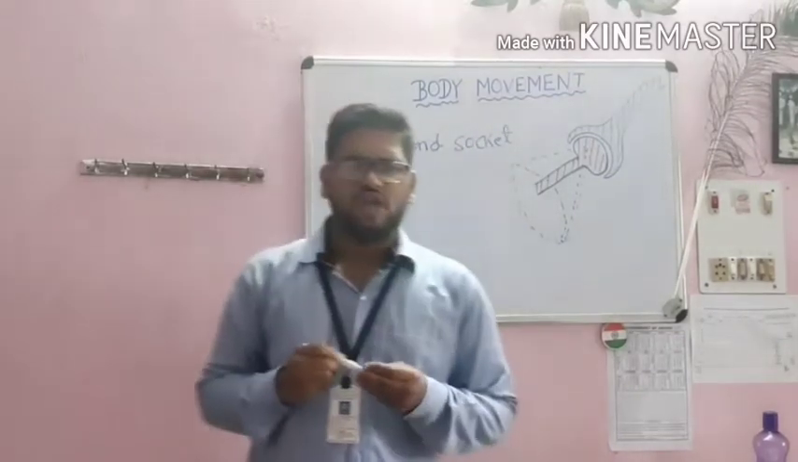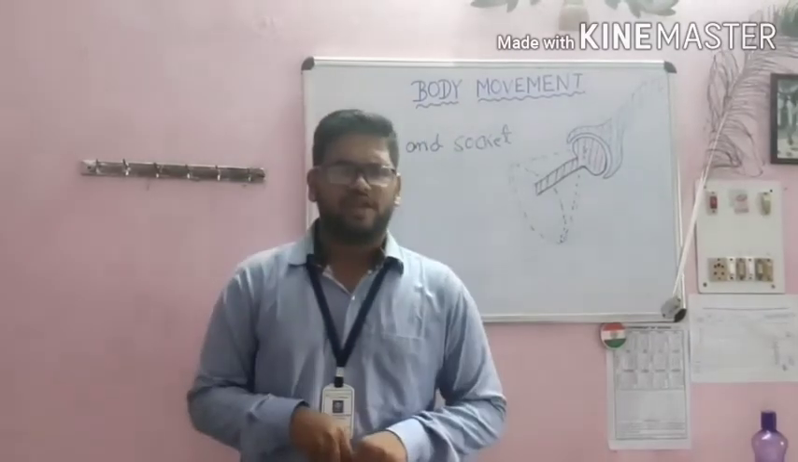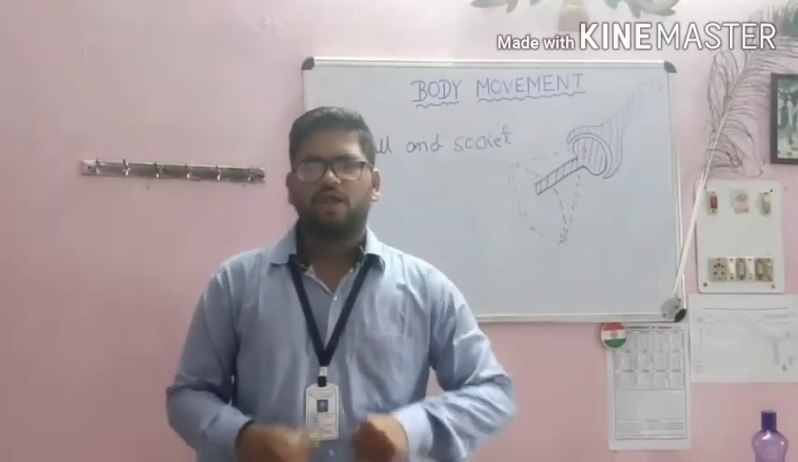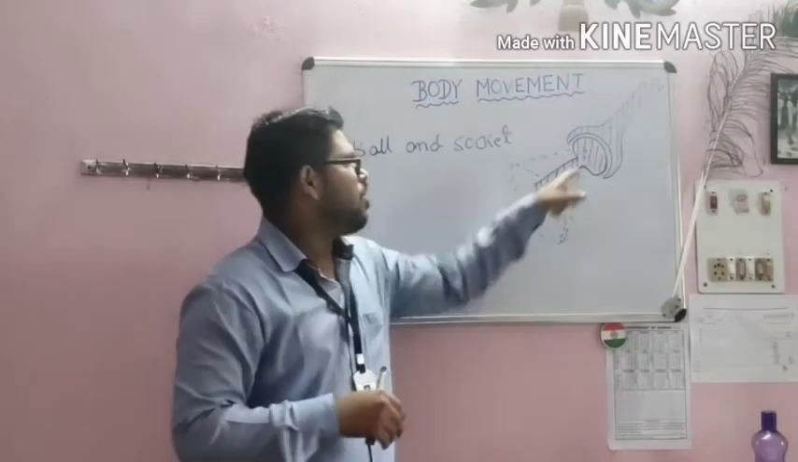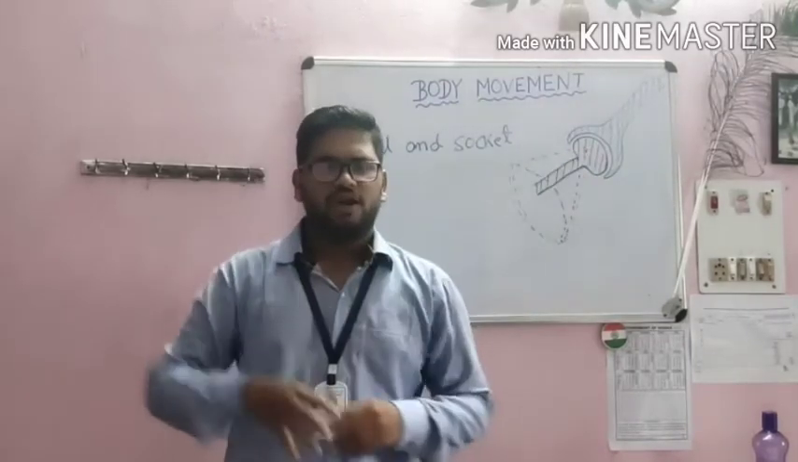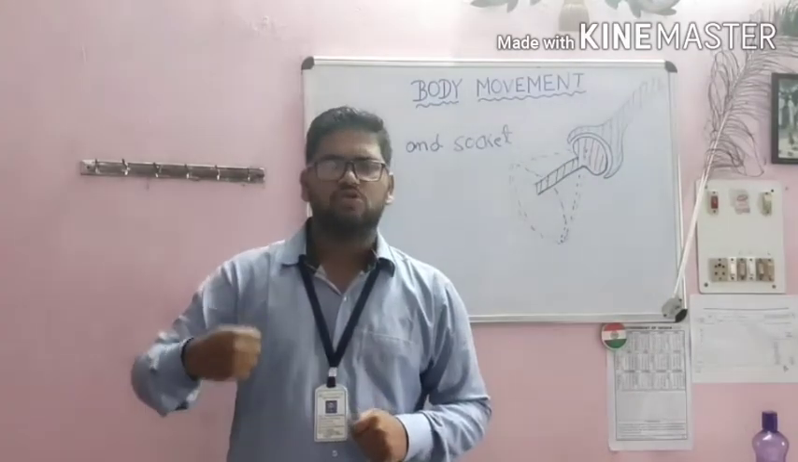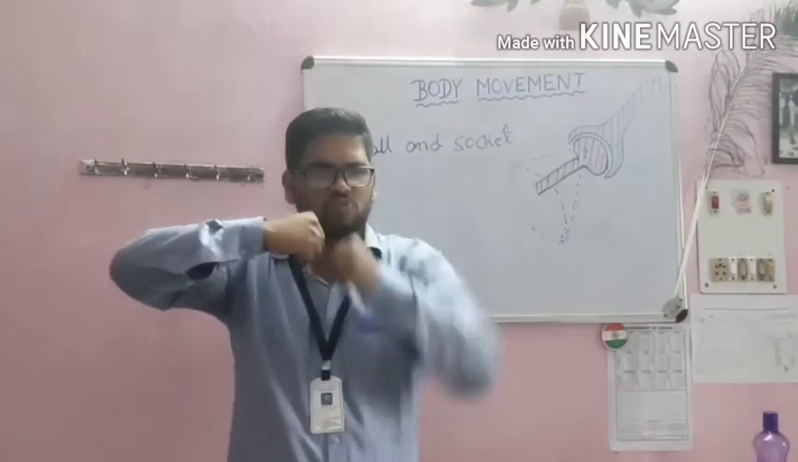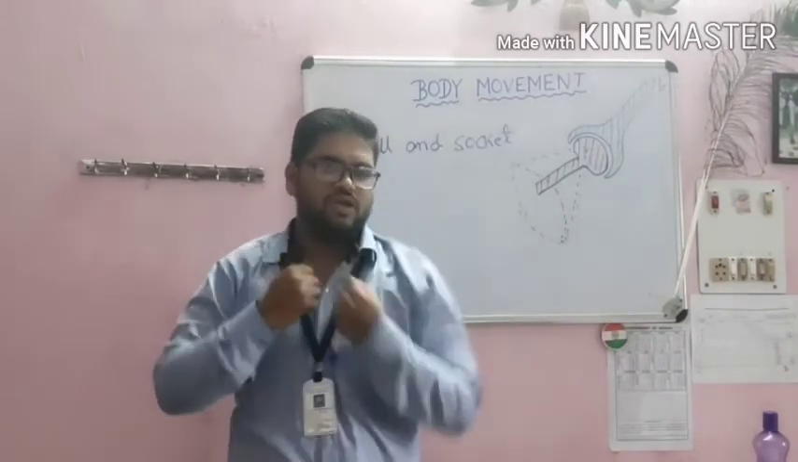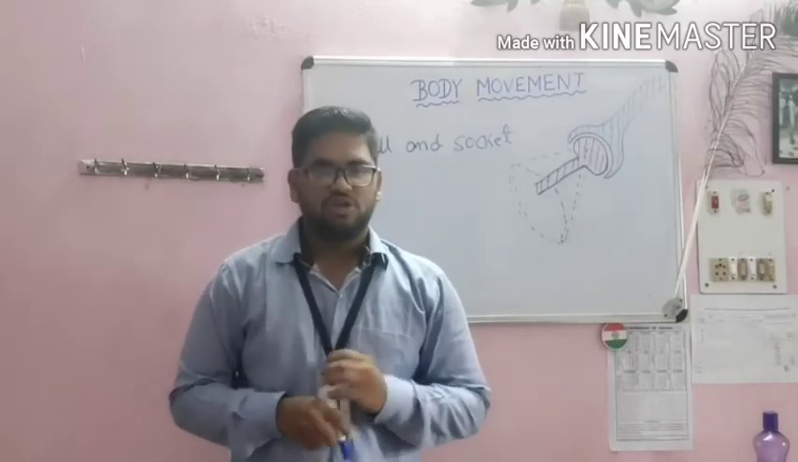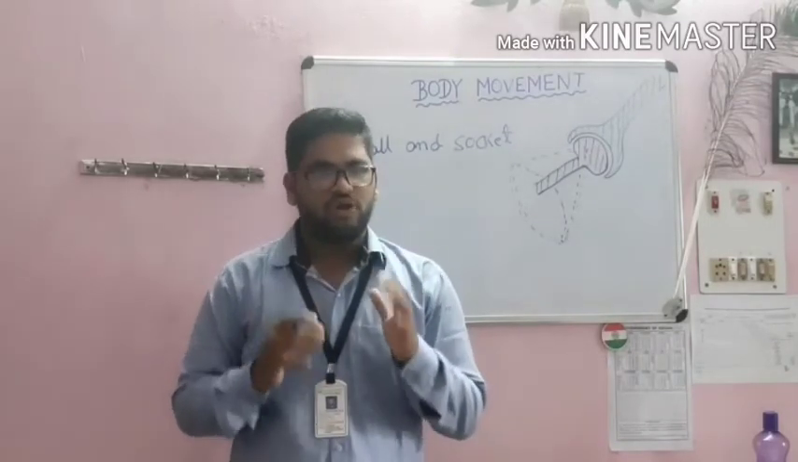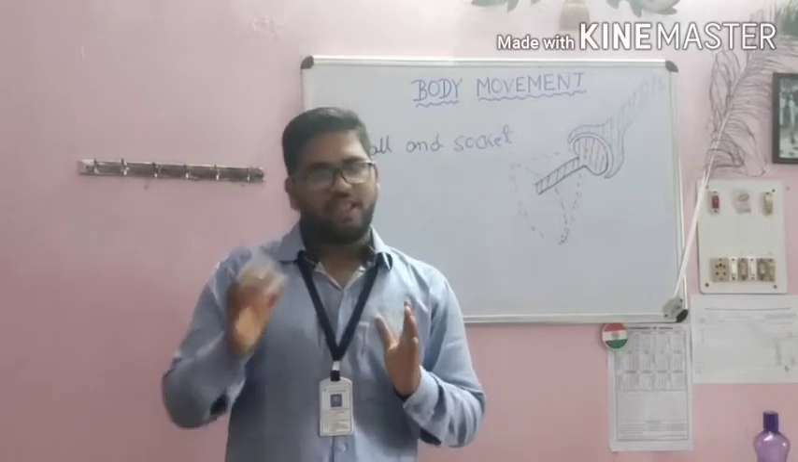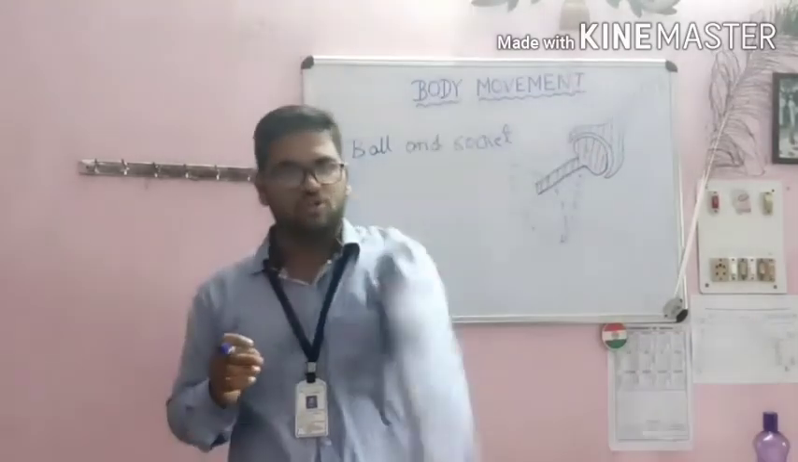So in this type of joint, two bones are attached to one another, where the end of one bone is ball shaped and the end of another bone is bowl shaped or socket shaped. So they will attach and this bone starts moving in 360-degree rotation. In this joint, the bones are allowed to move in 360-degree rotation.